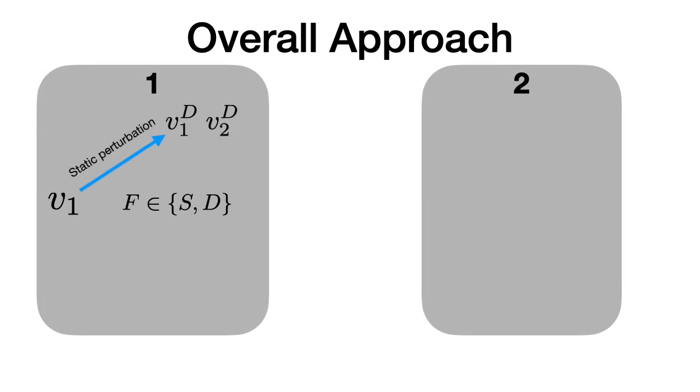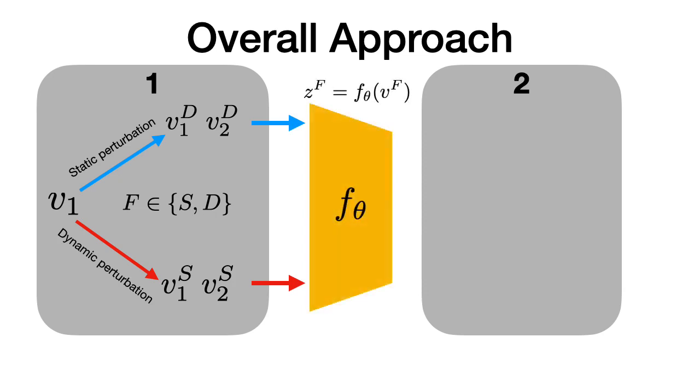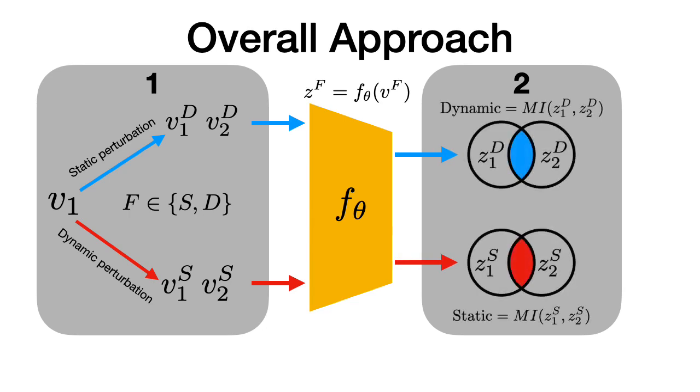We first sample a video from a dataset and randomly select a factor f. Based on this factor, we generate a second video by performing either a static perturbation, which perturbs static information while keeping dynamics, or dynamic perturbation, which perturbs dynamics while retaining statics. These video pairs are passed through a pre-trained model f theta to produce representations z1 and z2. The second part of our approach is then to estimate the mutual information between the static and dynamic pairs. We then use the relative static and dynamic information as a measure of the model's bias.